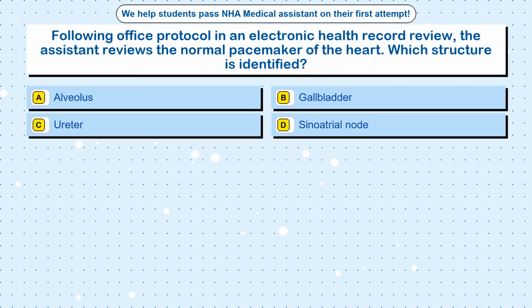Question 62. Following office protocol in an electronic health record review, the assistant reviews the normal pacemaker of the heart.